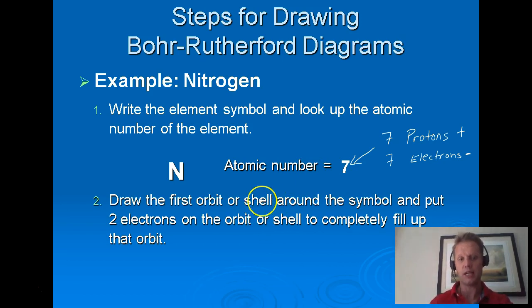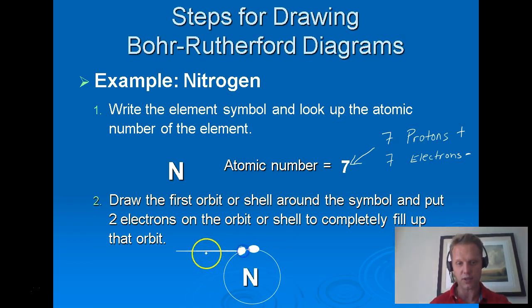So the first shell holds 2 electrons, so we fill that first shell. I'm going to fill up that shell right now with 1 electron, 2 electrons. That next electron actually has to go right beside it right there. That's okay. So I actually have 2. You have 2 electrons in the first shell. Okay, how many more electrons do we have to place? Well, the answer is 5.